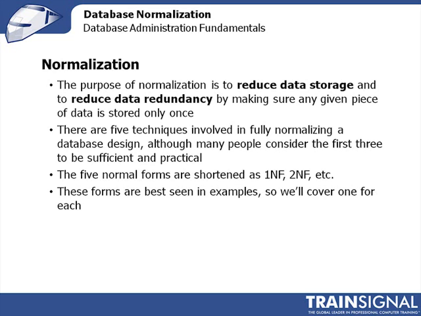The 5 normal forms are shortened as 1NF, 2NF for first normal form, second normal form, and so forth. Now, these are best seen in examples, so in addition to defining them, we'll also cover an example for at least the first 3.